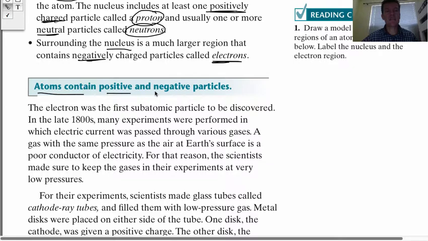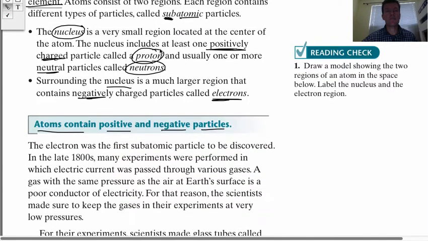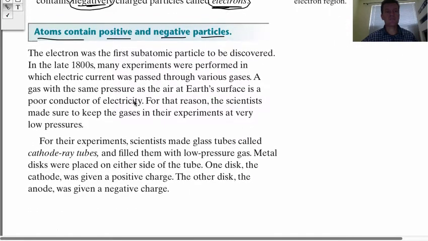So atoms contain positive and negative particles. Again, the positive ones are protons. They are in the nucleus. The electrons are residing outside the nucleus in the region they call the electron cloud around the nucleus, and they have a negative charge.